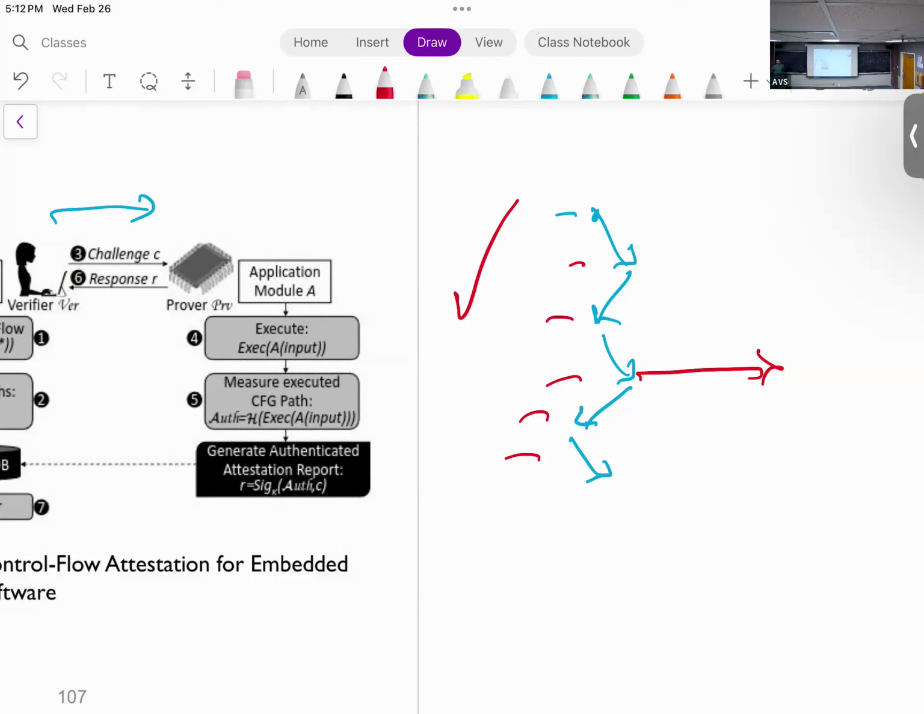Like an on-demand CFI? It's an on-demand CFI in a sense, yes. But again, it doesn't prevent this jump from happening. It just tells you that this jump has happened. So it's a detection mechanism. It's not a prevention mechanism.